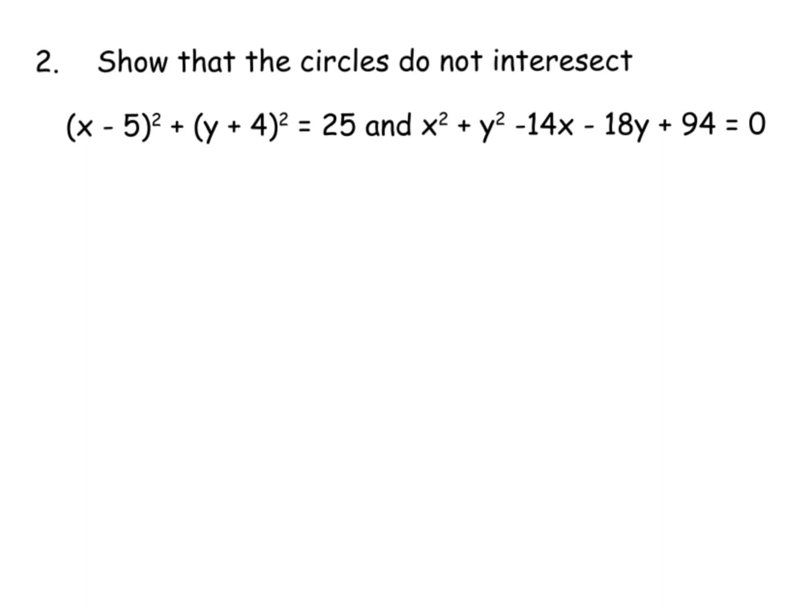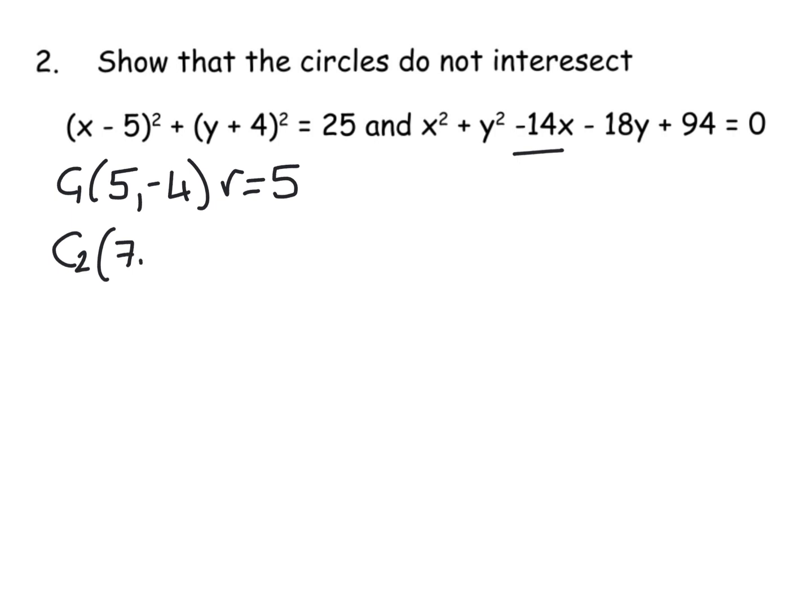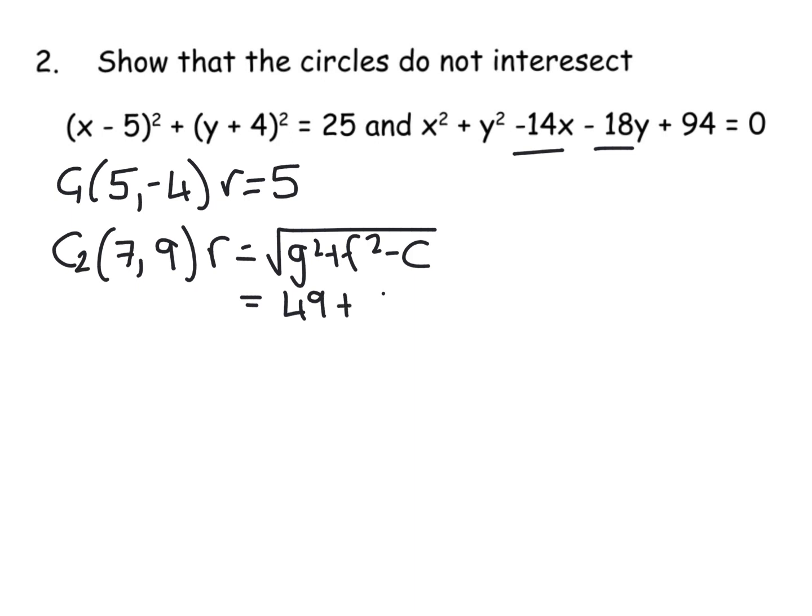So each one we're going to get the centre of this first one. So it's the opposite of the brackets. So it becomes positive 5, negative 4. And the radius is the square root of 25, which is 5. For the second circle, centre 2. So minus 14 halved is 7. Change the sign, becomes positive. Minus 18 halved is 9. Change the sign, it becomes positive. My radius will be the square root of my g squared plus f squared minus c, which in this case would be 7 squared, so 49, plus 81, and then it would be minus 94 for the c.